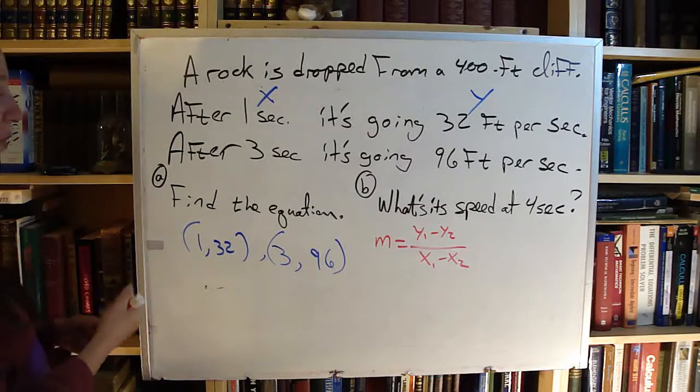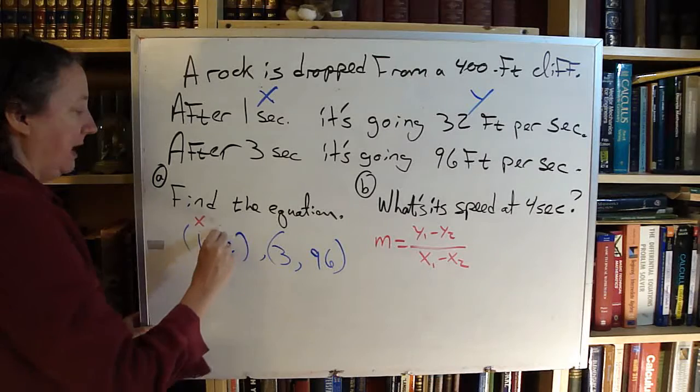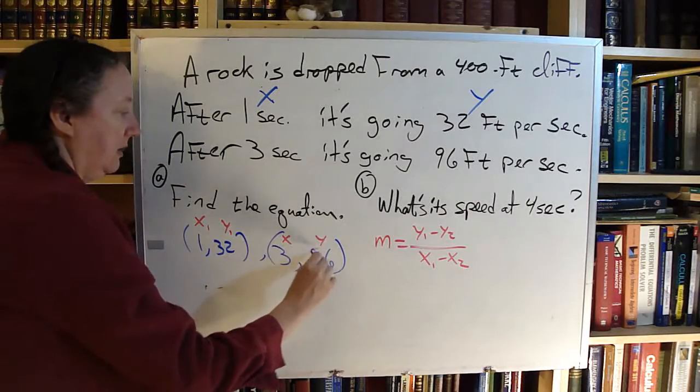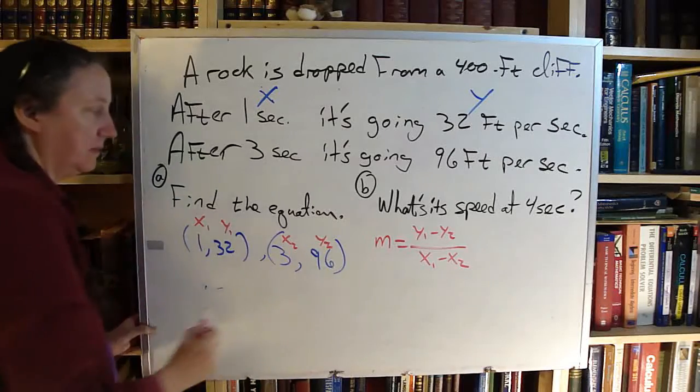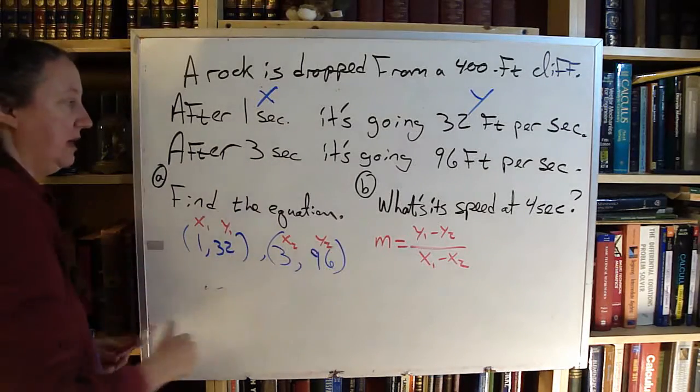Identify your x's and y's. What's your first point? What's your second point? So my x, y, first point. X, y, second point. Take those x's and y's, plug them into your equation, solve for m.